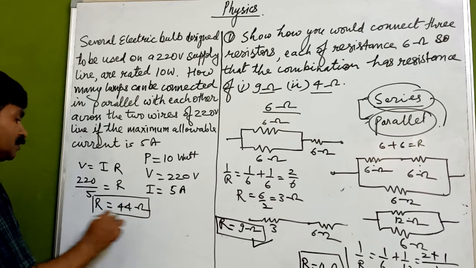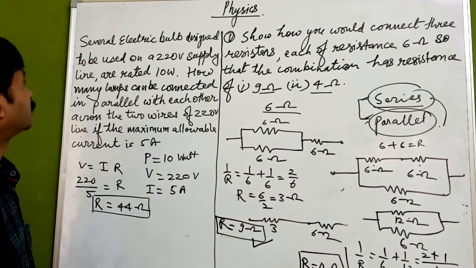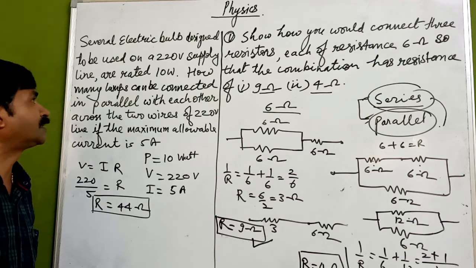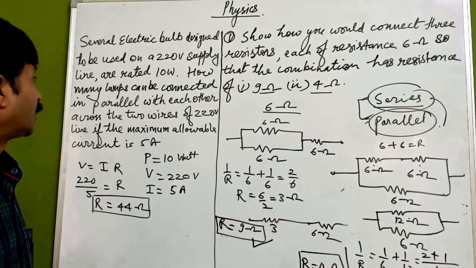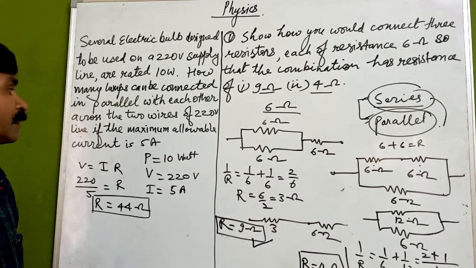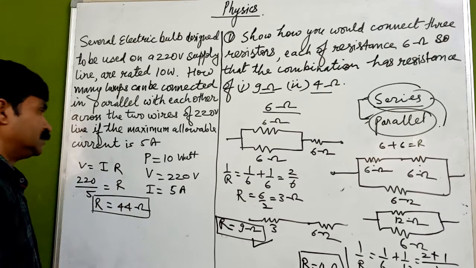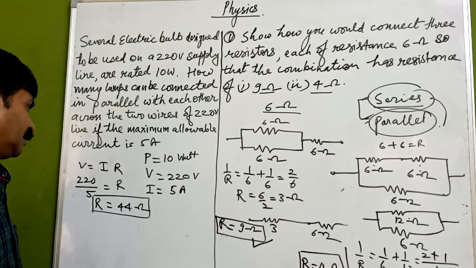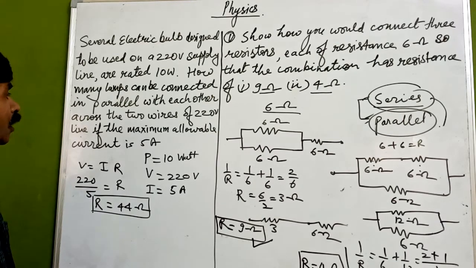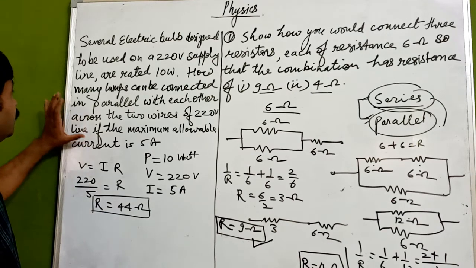Now what we have got? We have got this 44 ohm. Now the question is, several electric bulbs designed to be used on a 220 volt supply line are rated 10 watt. How many lamps can be connected in parallel with each other across the two wires of 220 volt line if the maximum allowable current is 5 ampere? 5 ampere current के लिए हमको करना है. ठीक है, so we can move with this. How we'll go, that we must see.